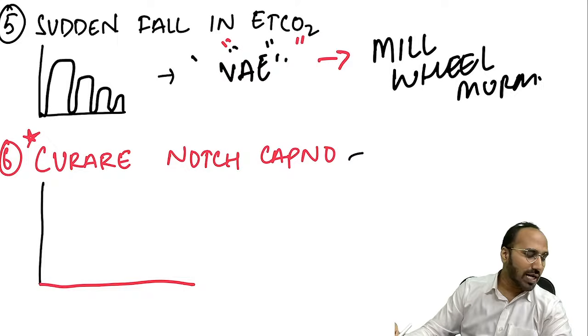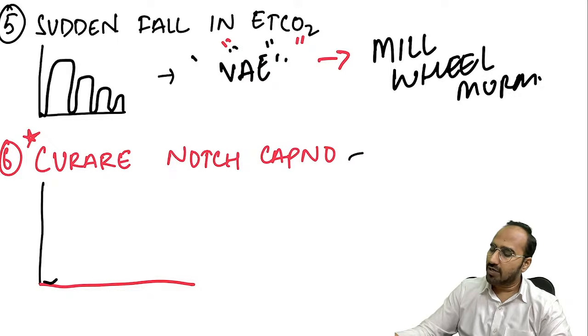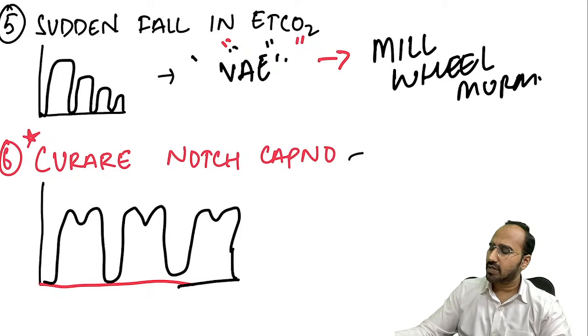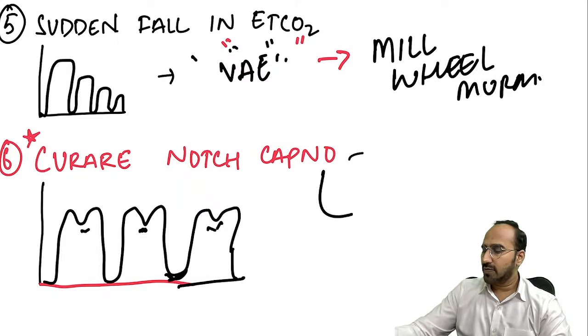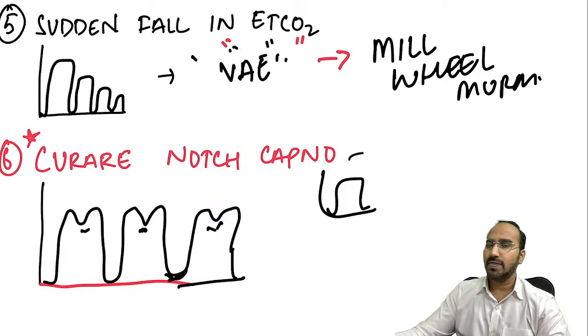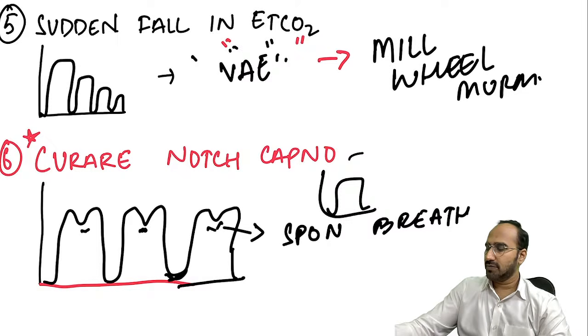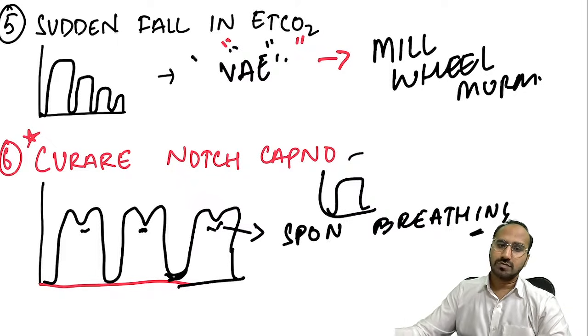Okay. Next, curare notch capnography. Just look over here, guys. Curare notch means, while the capnograph is coming normally, slowly you will see a notch developing. What does this notch indicate, guys? Capnograph should be like this, but a notch developing in between means what? The patient is spontaneously breathing. Return of spontaneous breathing indicates this curare notch.